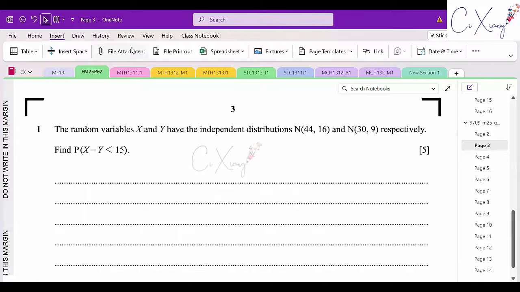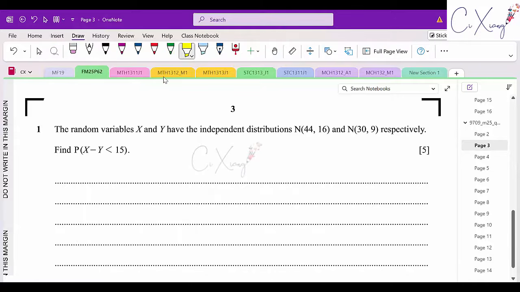Okay, so for the first question here, we are given the random variables X and Y. They are independent, and both of them are normally distributed. They want you to find the probability for X minus Y smaller than 15. X minus Y is a linear combination of the variables. Because X is normal and Y is also normally distributed, the linear combination of normal random variables will also be normal.